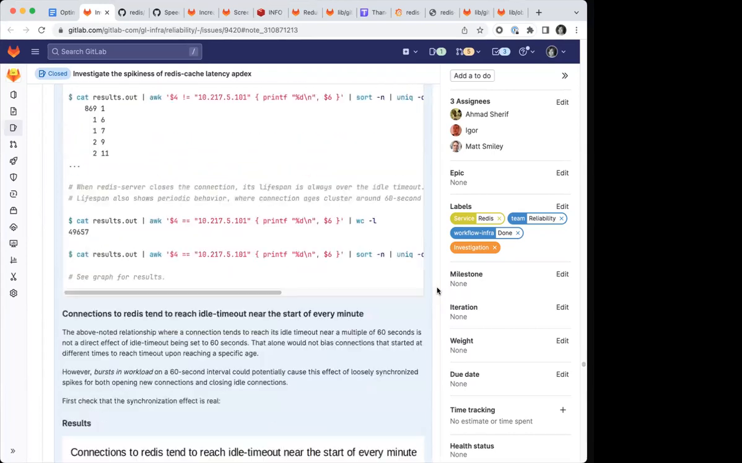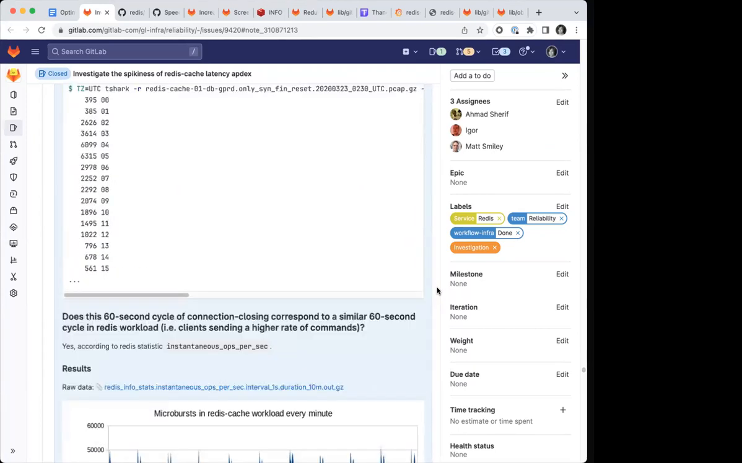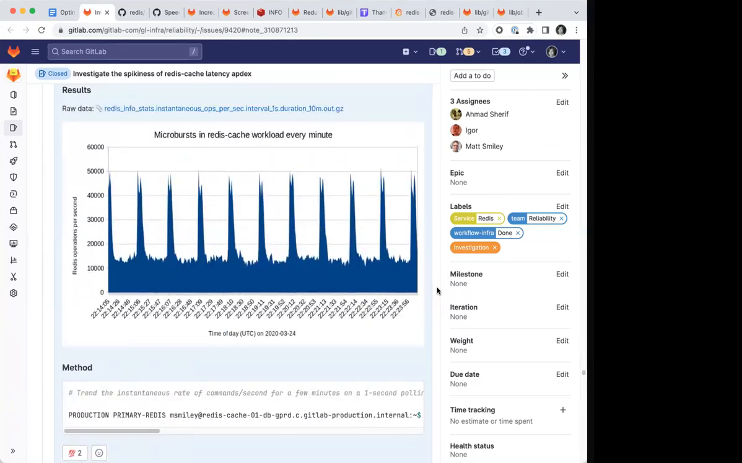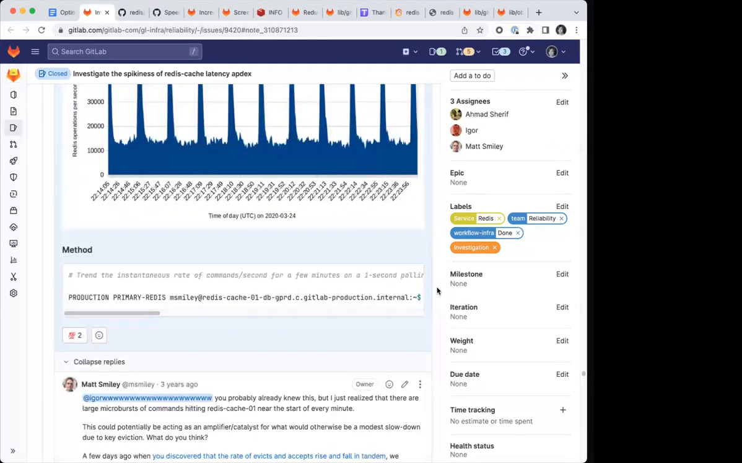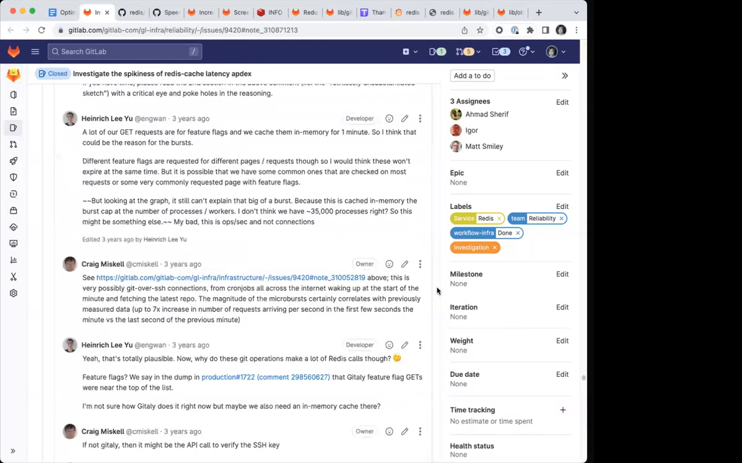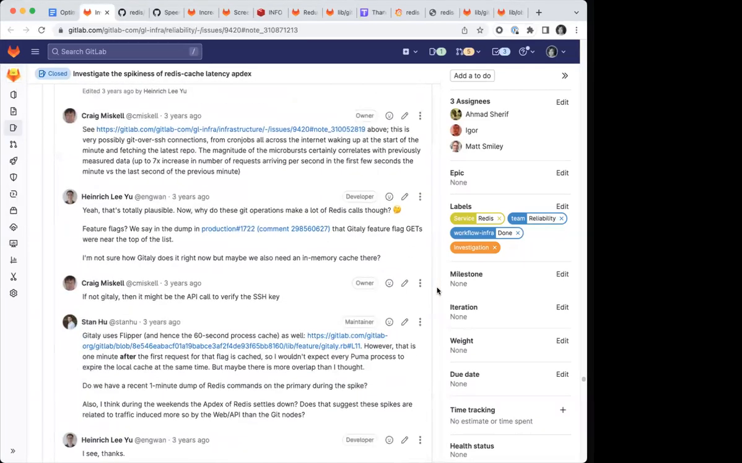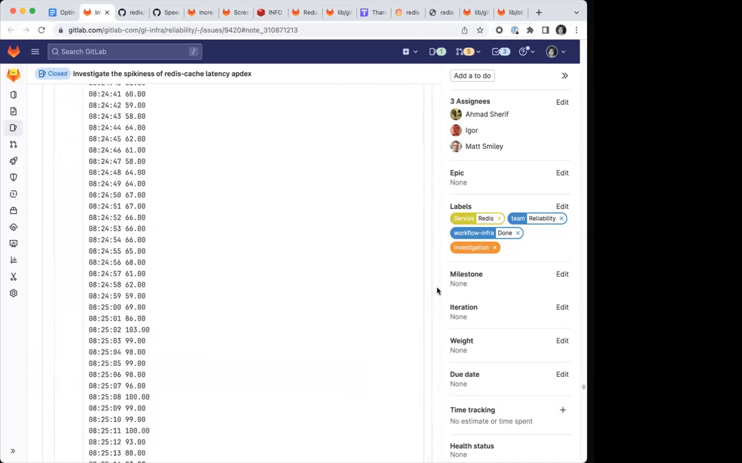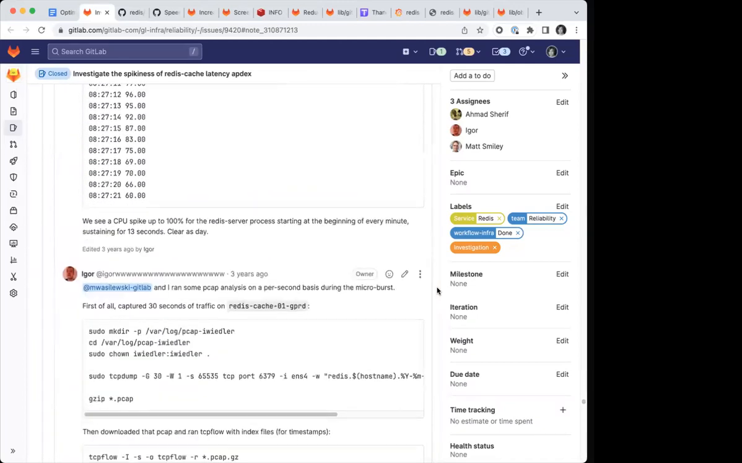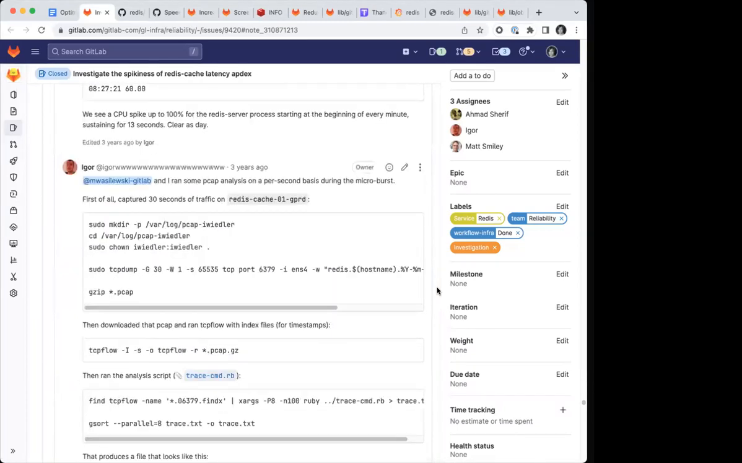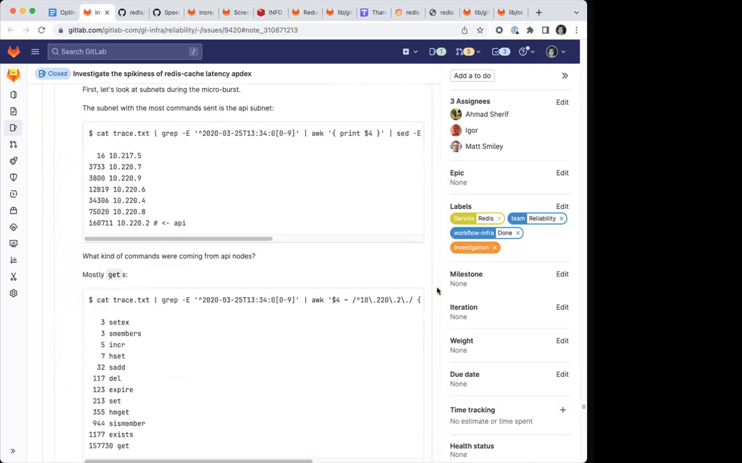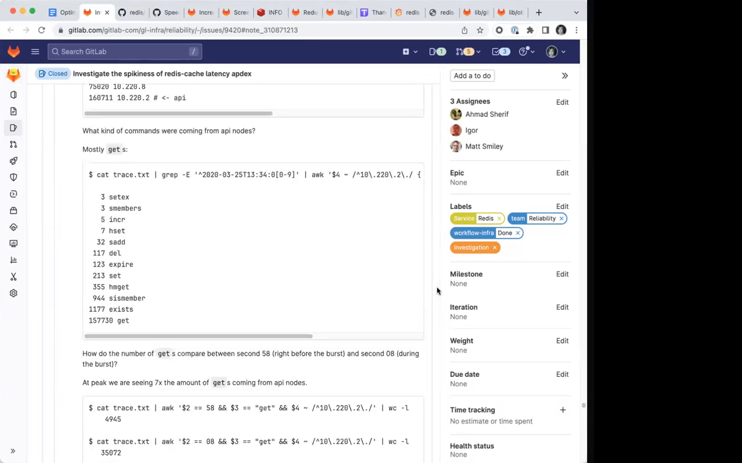So what caused this? It was an endpoint, a list endpoint that was doing 7 calls for each repo listed on the page. And there's like 25 or 50 repos per page. So 50 times 7 was enough of an amplifier to just flatten Redis in this case.